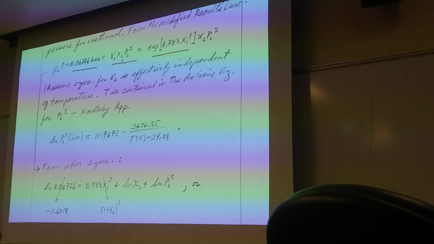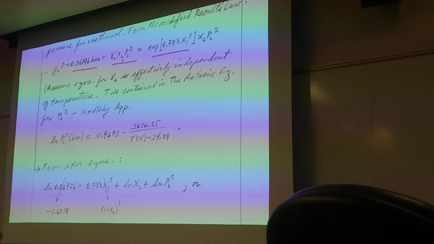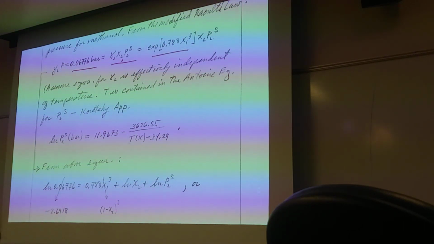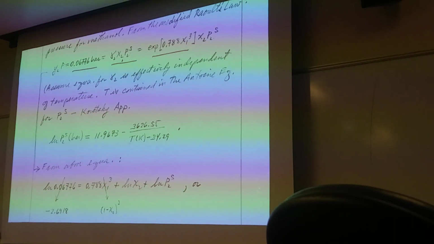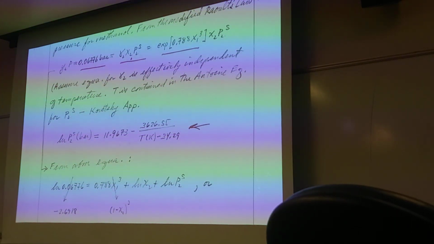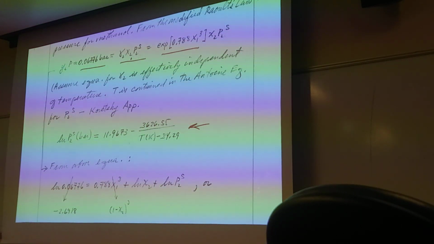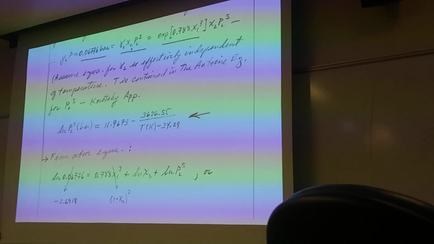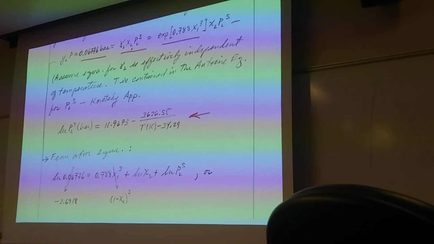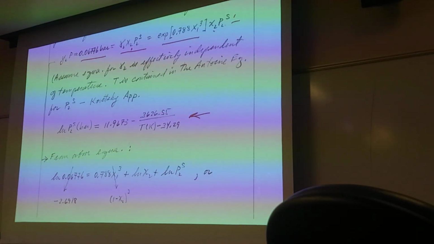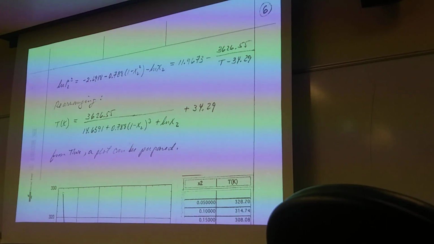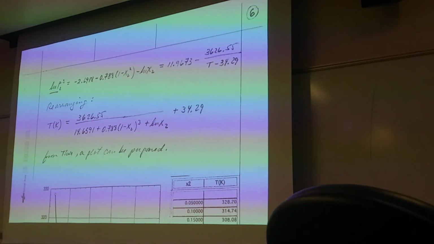We're making an assumption here that the activity coefficient is effectively independent of temperature over the range, which is an approximation, but the only thing we can do here because we don't have any more information. The vapor pressure is given from the Antoine equation out of the appendix. So now I just plug back into this equation, and I've taken the log of both sides. So log 0.06776 equals 0.788 x1 cubed plus log of x2 plus log of p2s. Or I can rearrange that as follows and then plug in for log p2s from the Antoine equation.